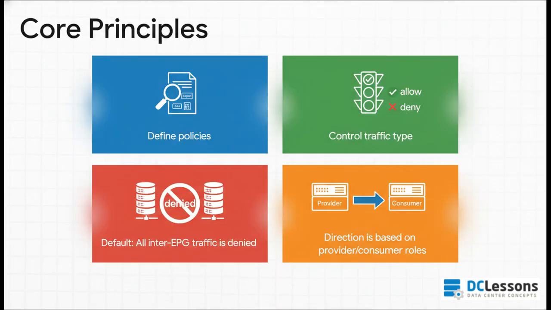So, to wrap this section up, let's just hit the 4 big principles. First, you build your policies using things called subjects and filters. We'll get to those in a second. Second, you get to control the exact type of traffic you want. Third, and this is the big one, remember, everything is denied by default. And finally, the way traffic moves is all based on who's providing a service and who's consuming it.